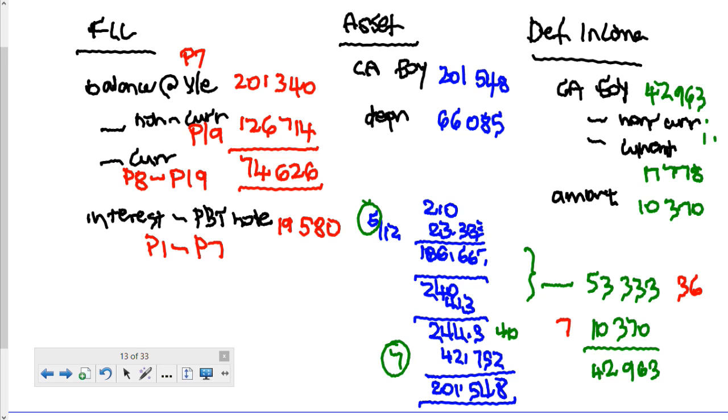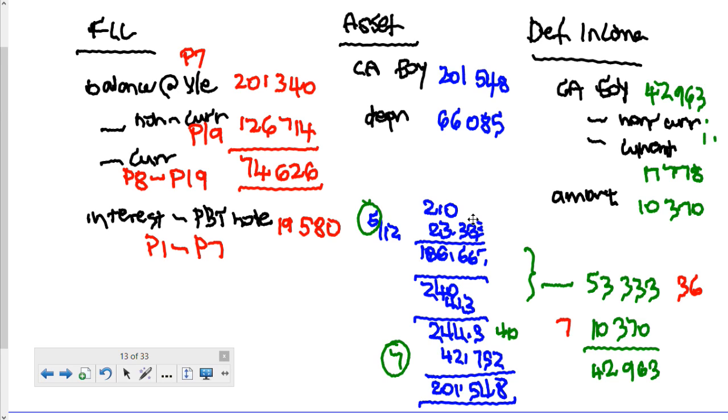In the next year, it will be 12 months. It will be that number. So then the non-current will just be the balancing figure. Of that 42, in the next year, I'm going to amortize 53,333 divided by 36 times 12. It gives me that number, 17,778. And then the balancing figure is the non-current. And then there's the amort.